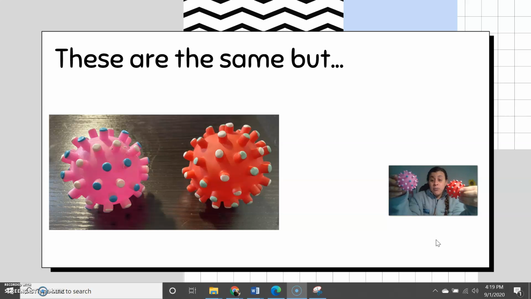You may have come up with describing these balls as being different because these are the same, but this one is red and this one is pink. Did you guys come up with that? They have two different colors. They are the same, but this one is red and this one is pink. They are two different colors. Let's move on.